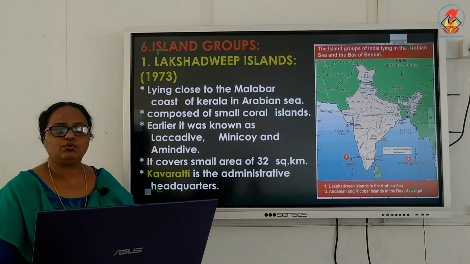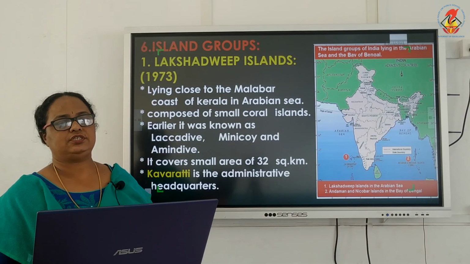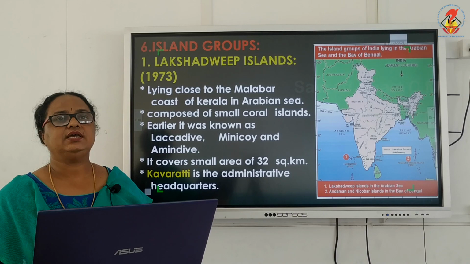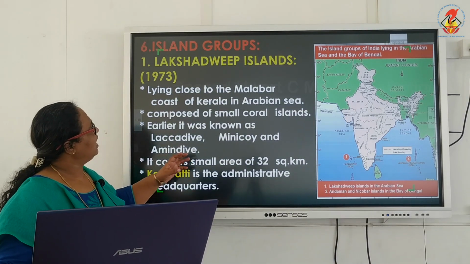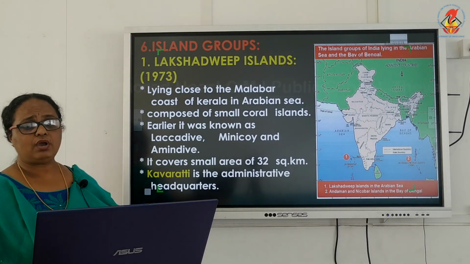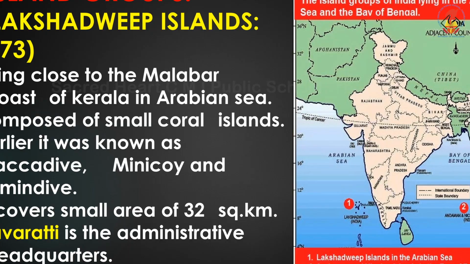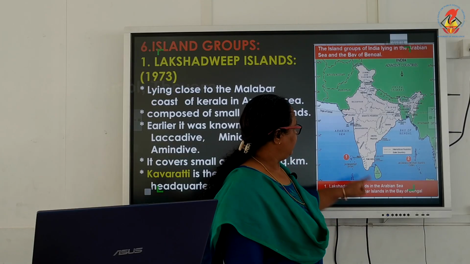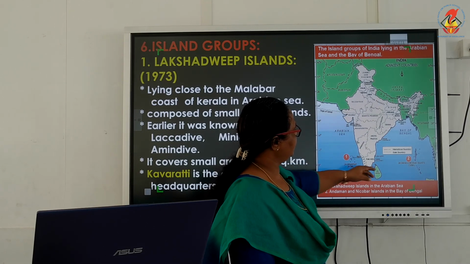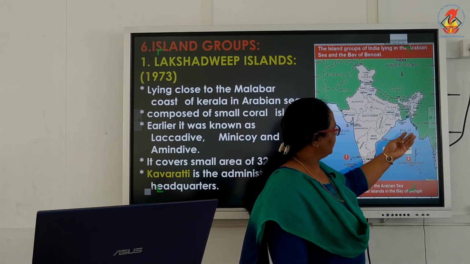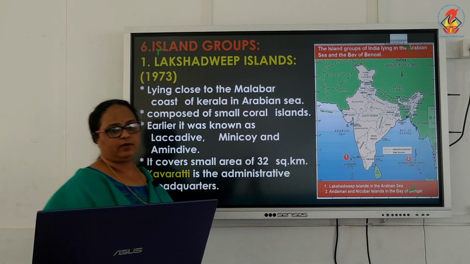Now let us go to the next physiographic division, that is the island groups. When we talk about the island groups, we have two: one, Lakshadweep, and the next one, Andaman and Nicobar Islands. Lakshadweep is in the Arabian Sea, and Andaman and Nicobar is in the Bay of Bengal.